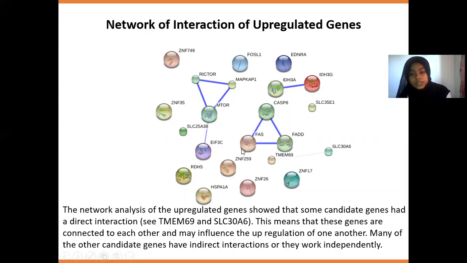But this time we also see a direct interaction between two genes of interest, between the TMEM69 and the SLC30A6. So we see this direct interaction, and what this could mean is that these genes are connected, and that these genes may even influence the upregulation of one another. And then we also see a lot of indirect interactions, and again, that could mean that these genes simply need other genes to communicate.